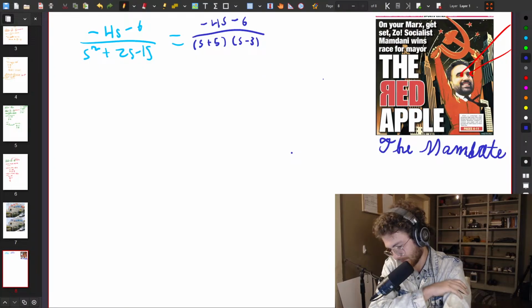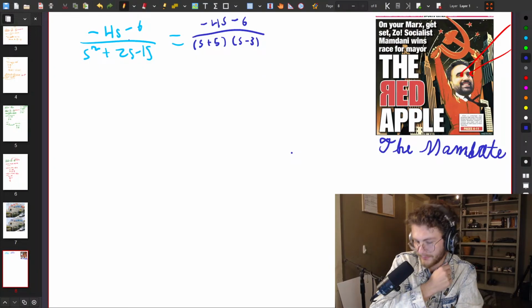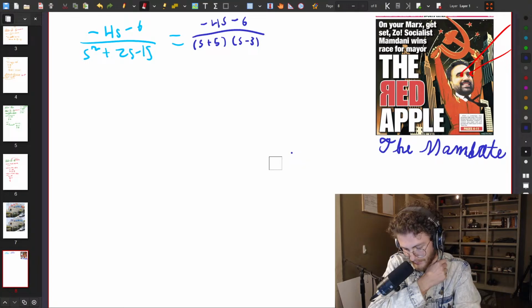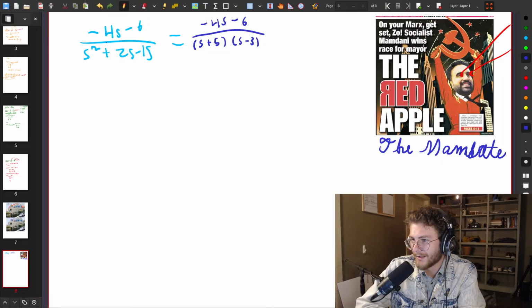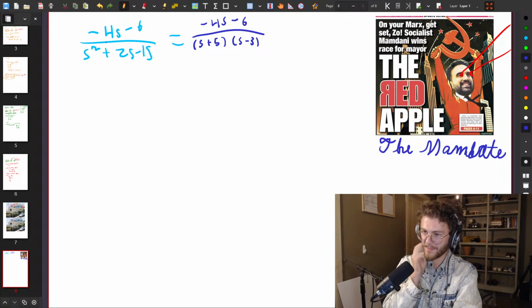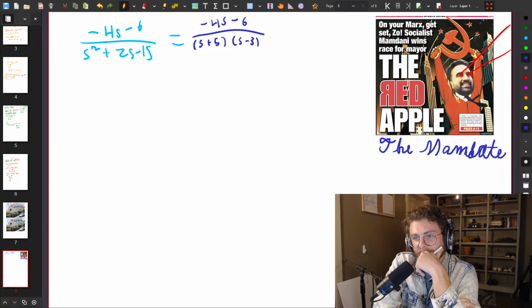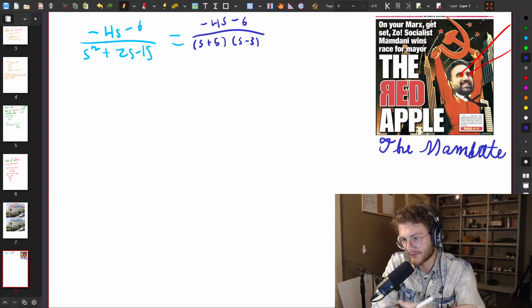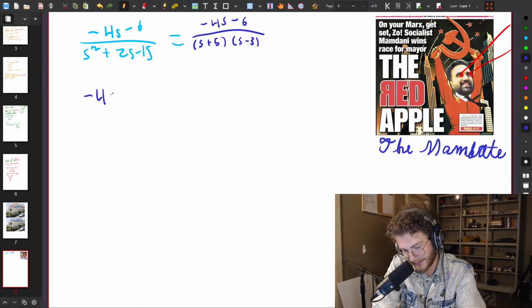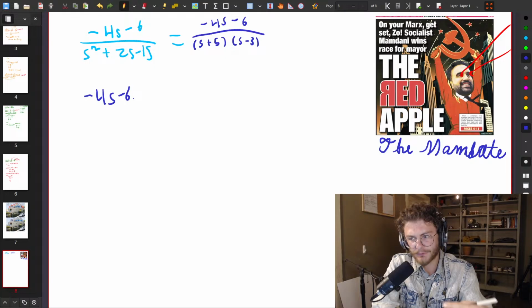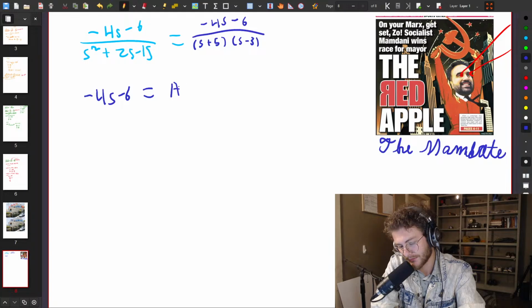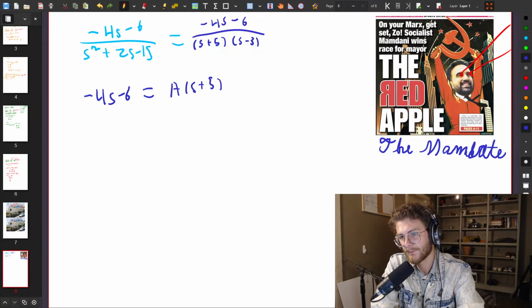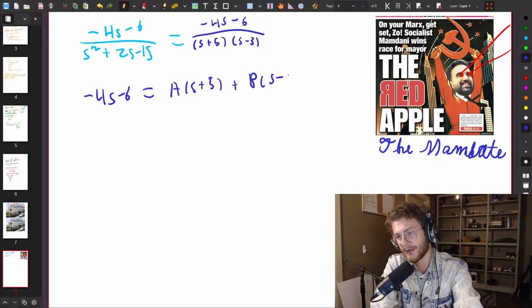Maybe it is. All right, let's continue doing math so we can maybe design a better world as well, and find some wonderful things about our world today that would make it just a little bit better. So, going back to this and doing our partial fraction decomposition, negative 4s minus 6. We're going to skip a few steps here because we've done this a few times. Equals a times (s plus 5) plus b times (s minus 3).